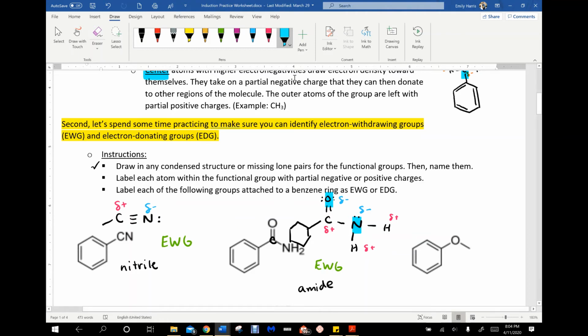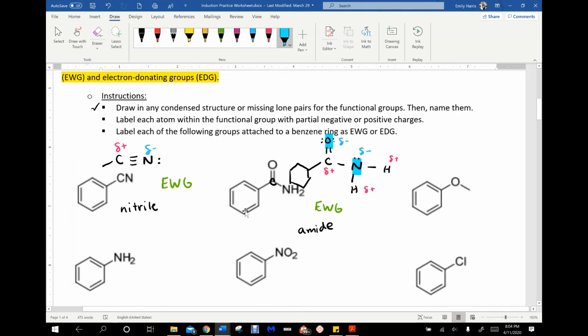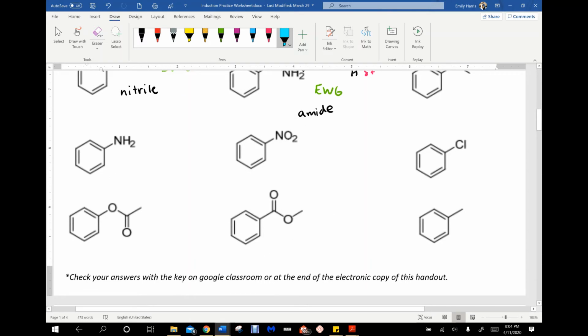All right, so now what you can go ahead and do is finish these practice problems on the front, then pause and check yourself with the answer key on Google Classroom and make any necessary corrections that you need to. Then once you've done that, restart the video and we'll go on to the next part together.